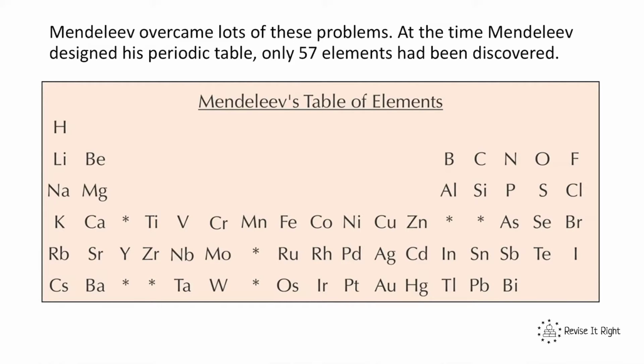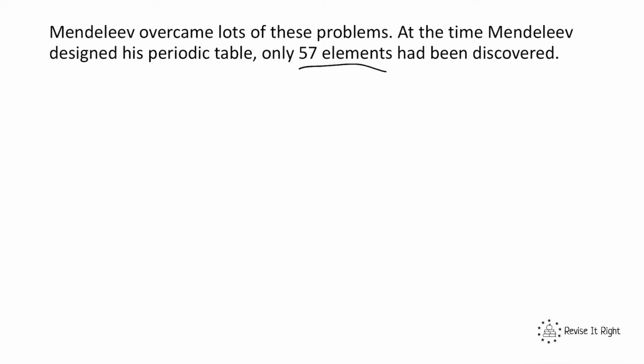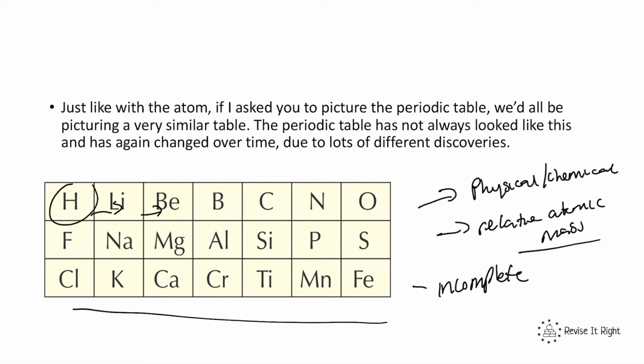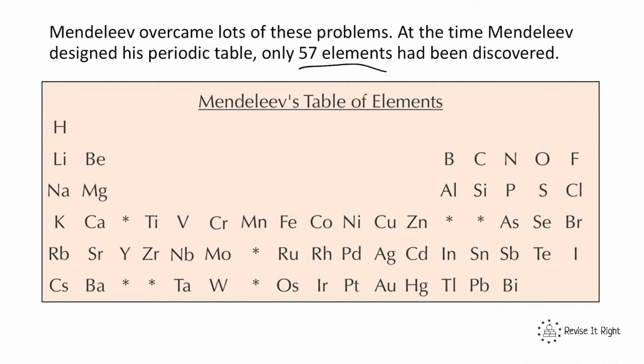Now, that's where a guy called Dimitri Mendeleev came in, and he actually overcame lots of these problems. At the time, Mendeleev designed his periodic table, and only 57 elements had been discovered. Now, what did he do differently? Well, he put the elements mainly in order of atomic mass, like the early periodic tables. However, what he also did is he changed the order of some of the elements if the properties meant that it should be changed.